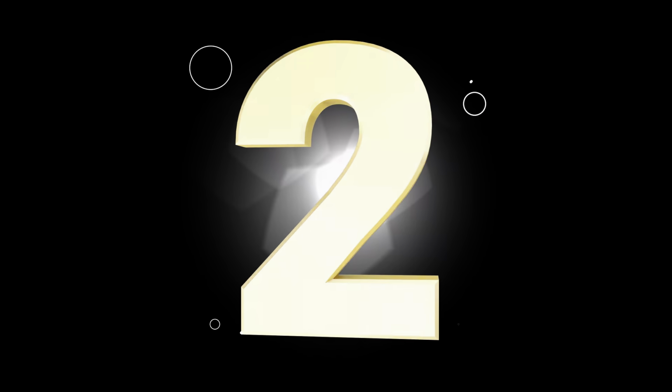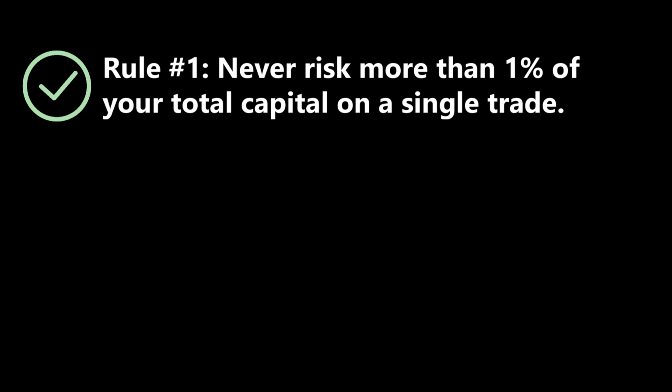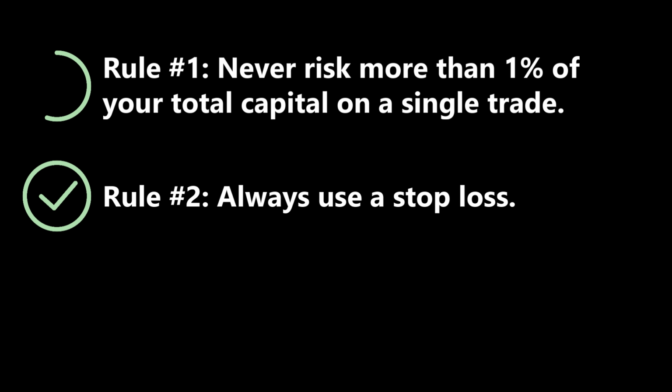Now let's talk about the most important part of any trading strategy, risk management. There are two rules you must follow. Rule number 1, never risk more than 1% of your total capital on a single trade. Not 2%, not 3%, just 1%. No matter how strong the setup looks, never exceed 1% risk per trade. Rule number 2, always use a stop loss. No matter how confident you are in the setup, always protect your capital.